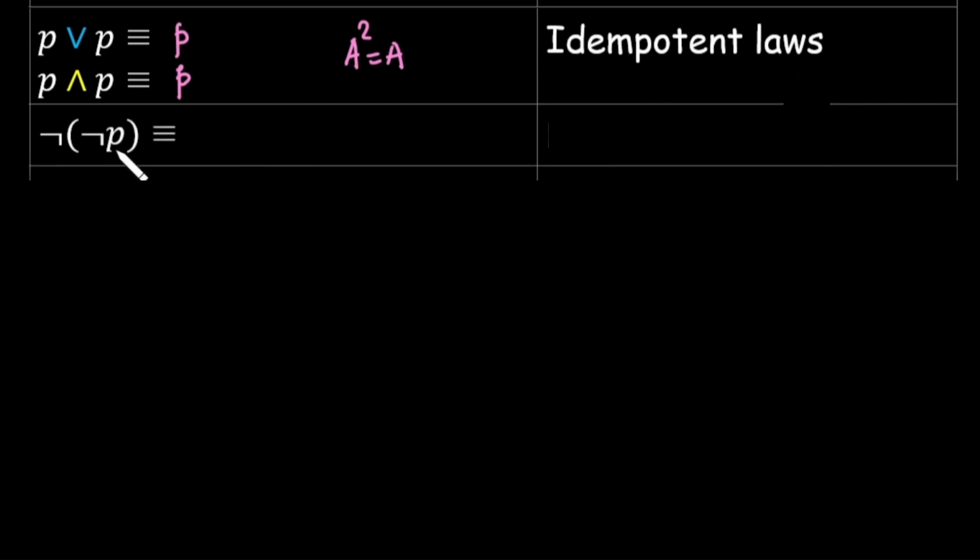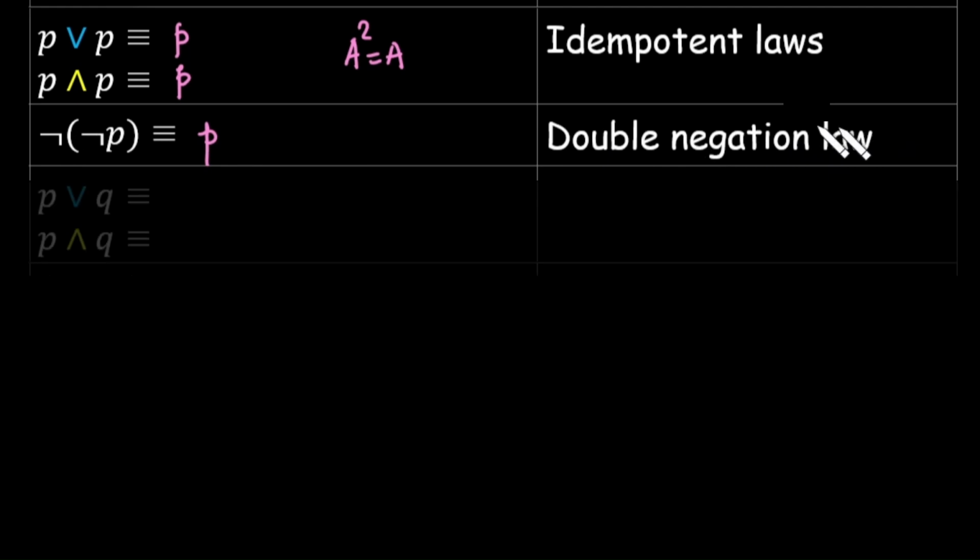Next is negation of negation P is equal to P, and that is called the double negation law. Why? Because we are using negation two times, so it is called the double negation law.